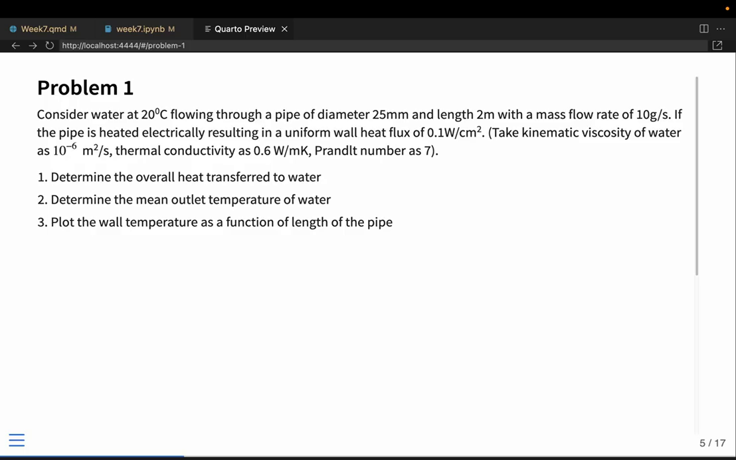Consider water is flowing through a pipe at 20 degrees Celsius. The diameter of the pipe is 25 mm and length is given as 2 meter. And mass flow rate is specified as 10 gram per second. If the pipe is heated electrically, resulting in a uniform wall heat flux of 0.1 watt per centimeter square, you have to determine the overall heat that is transferred to the wall, what is the mean outlet temperature of water, and you're also asked to see how the wall temperature will vary as a function of length of the pipe. These are the questions that we'll be answering now. I hope the question is clear.